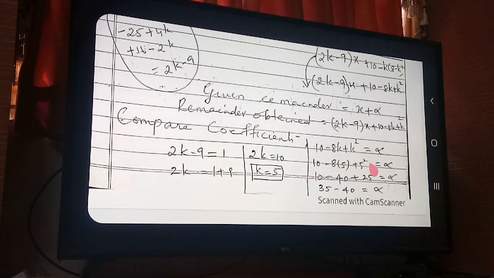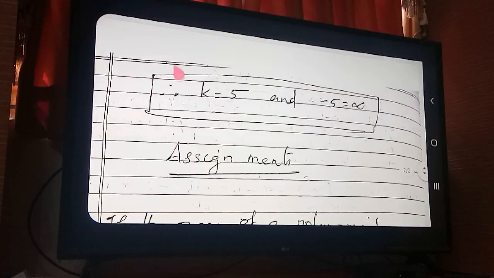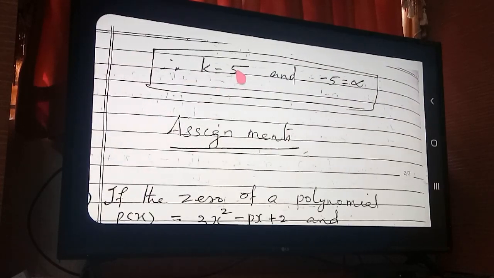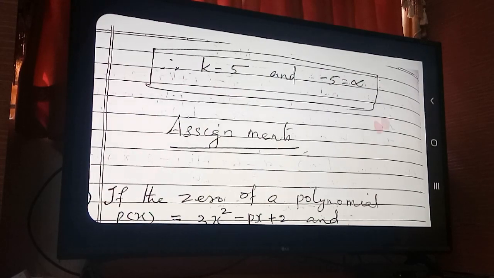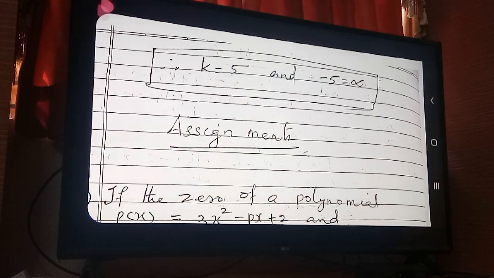So, 10 plus 25, how much is coming? 35, and 35 minus 40 is equal to alpha. Okay, go to the next page. Therefore, you got the value of k is equal to 5 and the value of alpha you got as minus 5. Okay, this type of sums are very important and optional questions can be asked in the board examination also. So that all of you listen once more, we are going to revise the summary of the chapter.